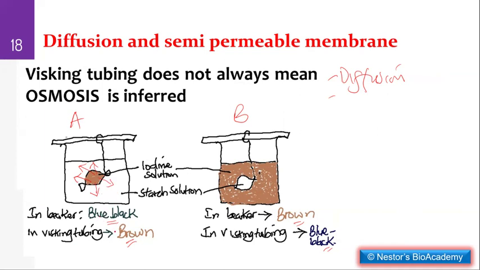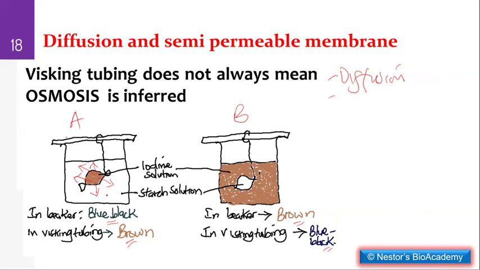So if we look at the observations, we realize that inside the beaker, there is blue-black coloration. It means iodine gets to diffuse into the beaker where we have the starch solution. But inside the Visking tubing, the color remains brown. Why is it remaining brown? This means that starch molecules are not able to diffuse across the Visking tubing into the iodine solution.